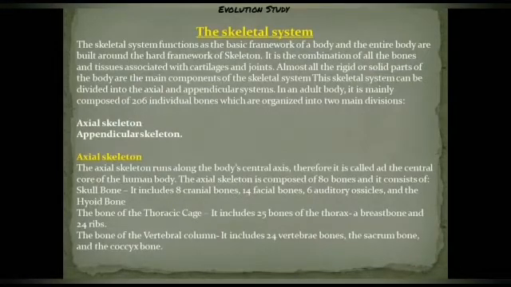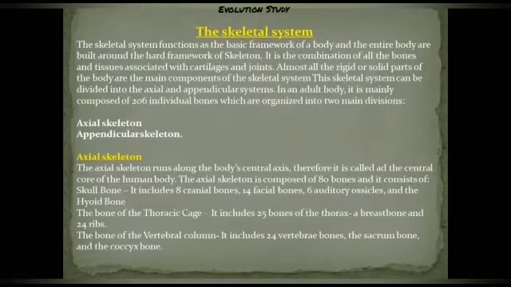The skeletal system functions as the basic framework of the body, and the entire body is built around the hard framework of the skeleton. It is the combination of all the bones and the tissues associated with the cartilages and the joints. Almost all the rigid or solid parts of the body are the main components of the skeletal system. This skeletal system can be divided into the axial and the appendicular systems.